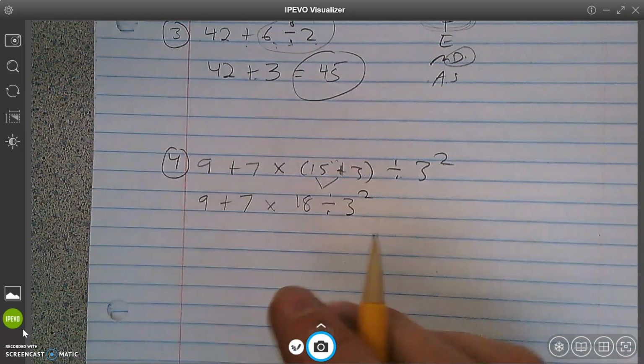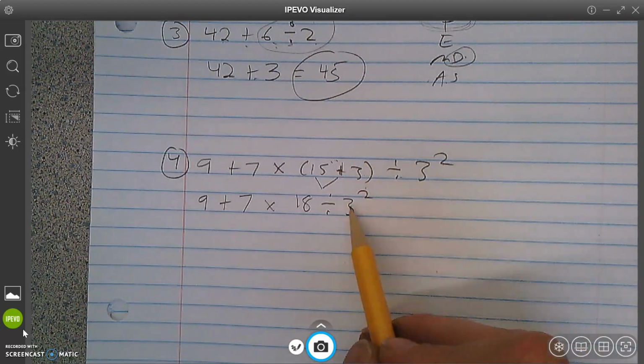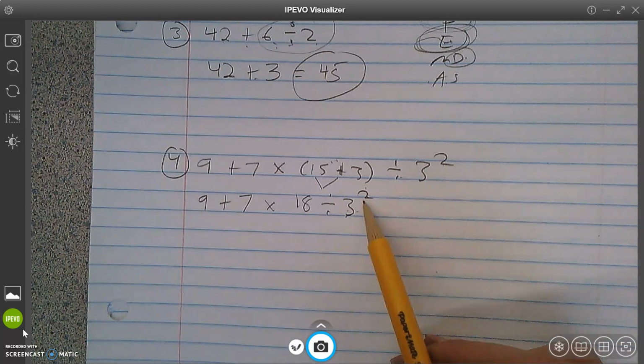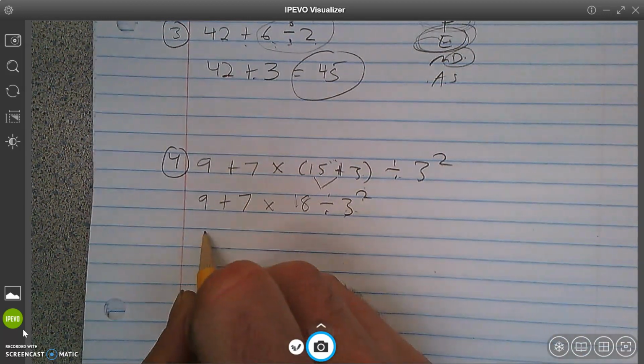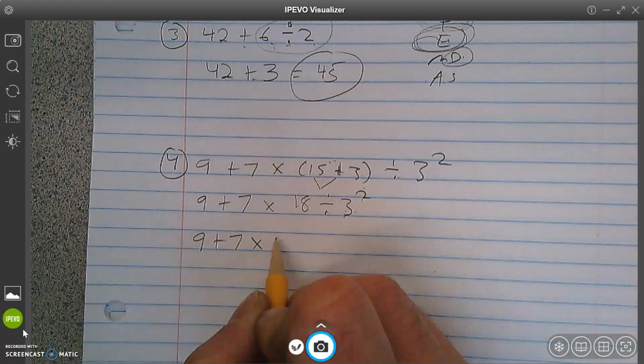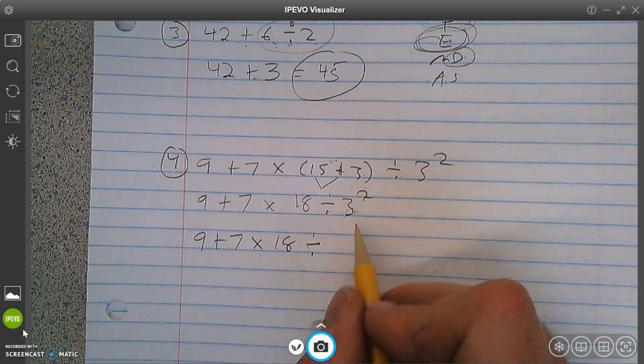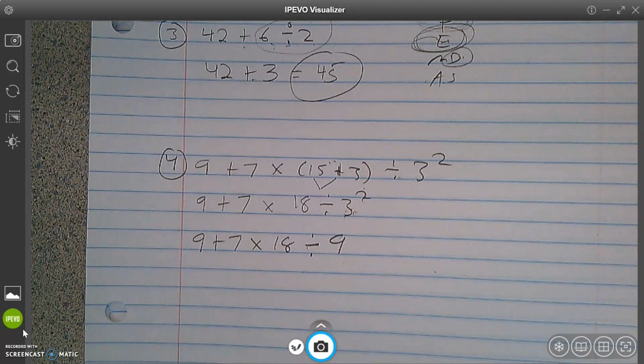Okay. What am I going to do now? Oh, exponents. So now I'm on the exponents level right here. I got to do that next. 9 plus 7 times 18 divided by 3 squared is 9. All right. There we go.